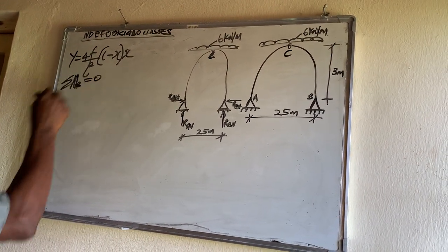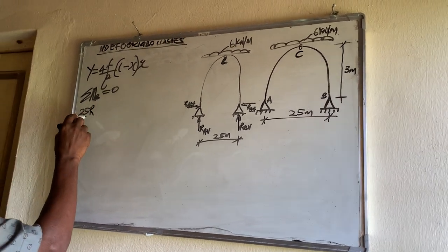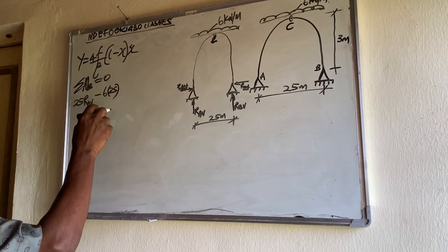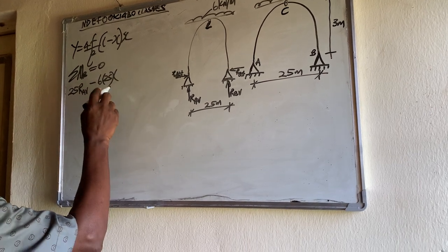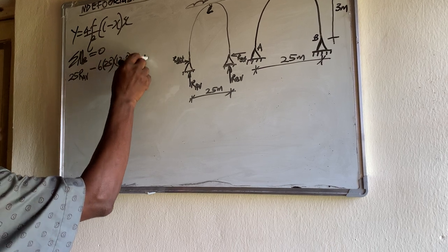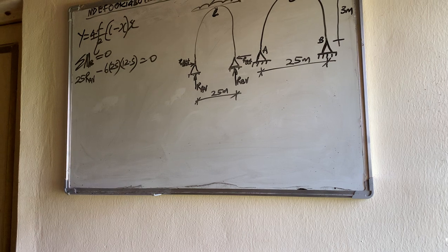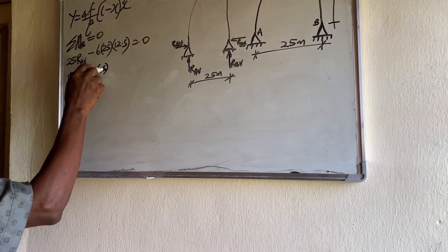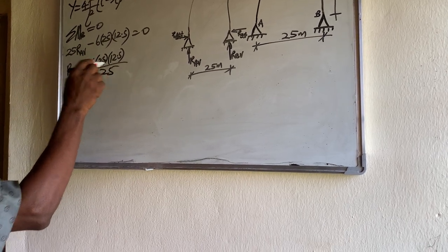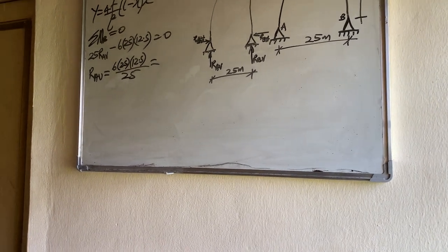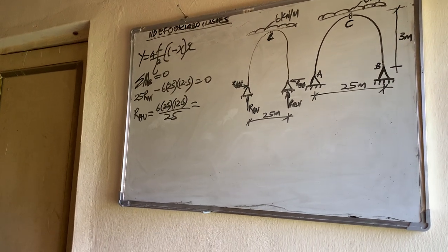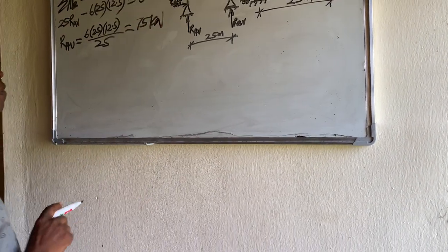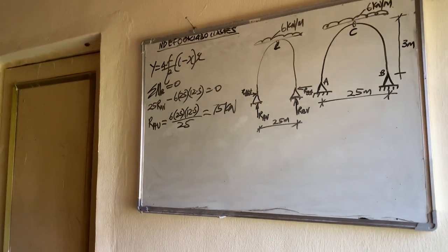Moment about B is equal to zero, as I normally do. I have 25 times ROA vertical, minus the load, 6 times 25, that's the total of the load, then times half of the distance, which in this case is 12.5, equal to zero, because there's no other load. ROB vertical will not have moment at its own point. So ROA vertical will be 6 times 25 times 12.5 all over 25, that's 6 times 12.5, which gives me 75 kilonewton. That is ROA vertical.